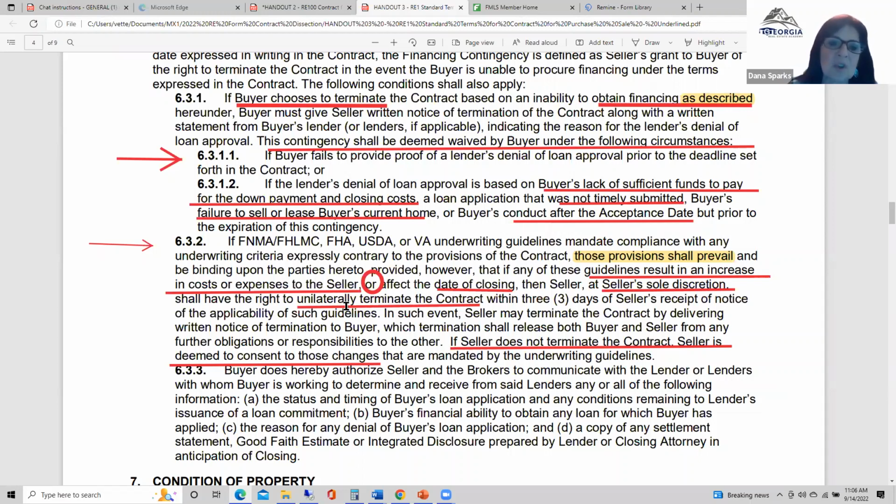Go find another house. I'm going on to another buyer. The seller, in the seller's sole discretion, shall have the right to unilaterally terminate the contract within 3 days of seller's receipt of notice of the applicability of such guidelines. In such event, seller may terminate the contract by delivering written notice of termination. It releases buyer and seller from any further obligations. If the seller does not terminate the contract, seller is deemed to consent to those changes that are mandated by underwriting guidelines. So that's what those rights are.